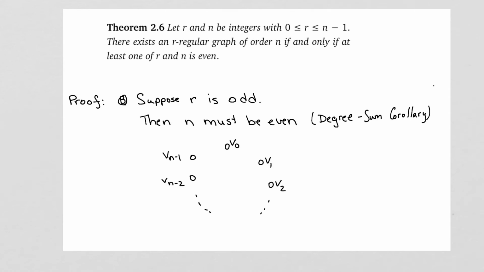So again, I'm going to deviate from the book a little bit and start at v0 and go up to v n minus 1. Now, with this one, what we want to notice is that because n is even, with this particular notation, I can actually draw my vertices around a circle and have the vertex v sub n over 2 directly opposite v sub 0.